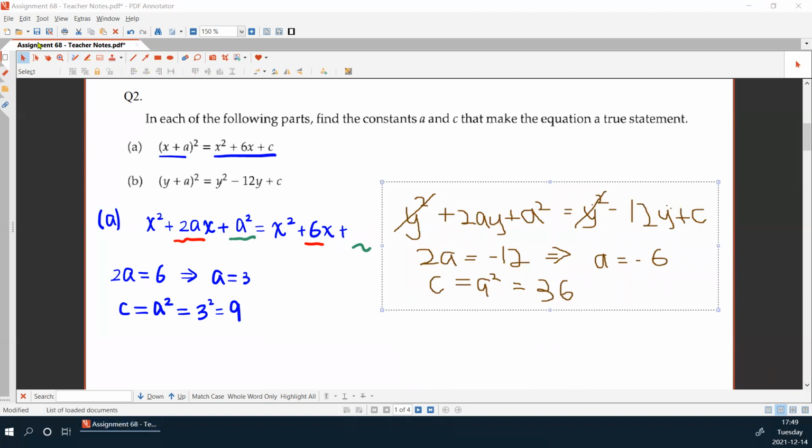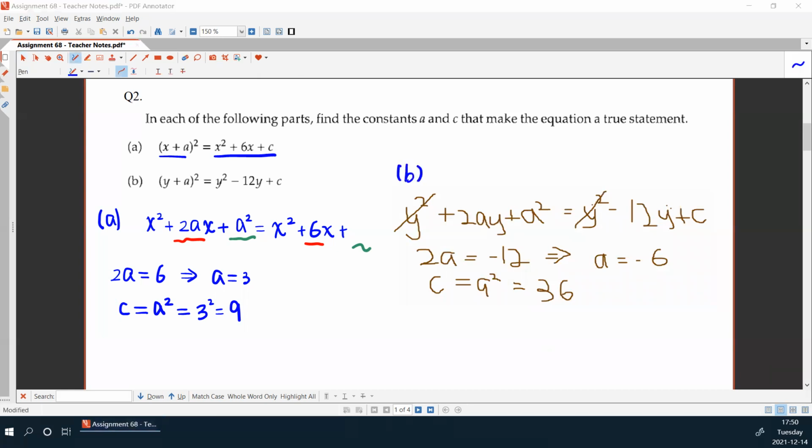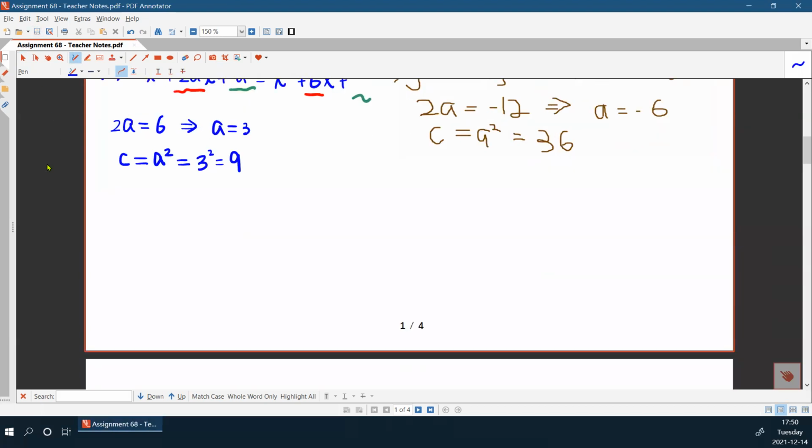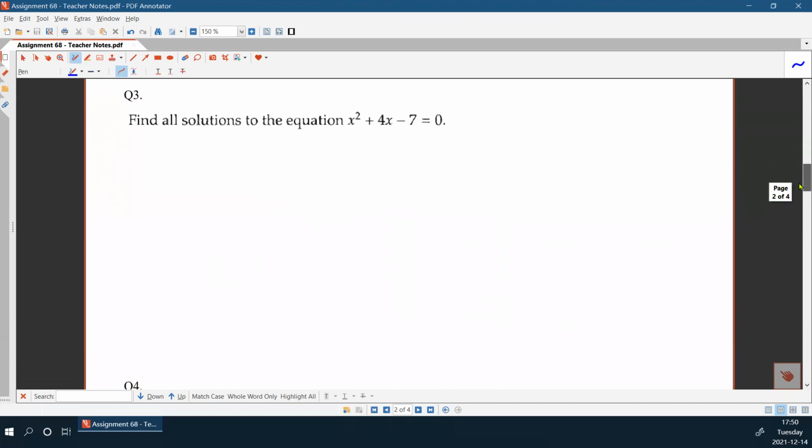Okay, let's have a look at question 3. I'll leave your solutions here, okay? This is question B. And question 3, find all solutions to the equation x squared plus 4x minus 7 equals 0. So this is a typical quadratic equation, right? You can either solve it by completing the square method or directly using the quadratic formula, right? So let's show both of the two methods.